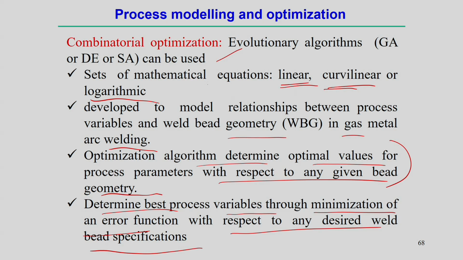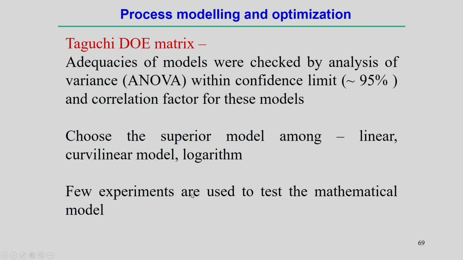Then that output is compared with the desired output, which creates the error, and over the iterations it tries to minimize that error. So, that is the overall procedure of the optimization algorithm. Now, in Taguchi design of experiment, we normally check a model by analysis of the ANOVA table, normally variance with 95% confidence intervals, and all the correlation factors among different parameters or sets of parameters are tabulated using the standard ANOVA table.